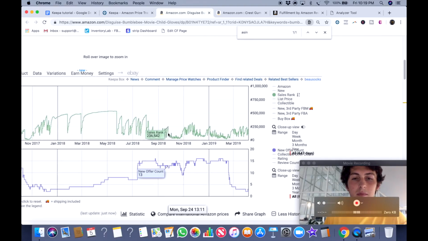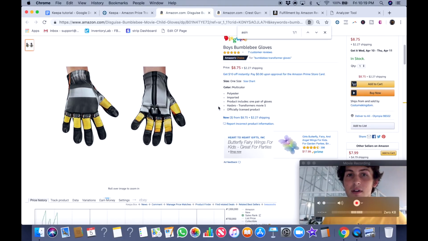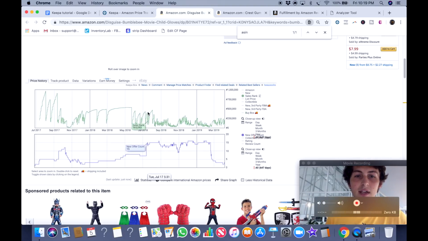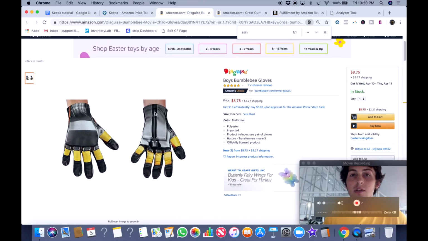So that's also something Keepa can tell you. If you're about to buy this product and it's September and you're getting a good price on it, maybe you're about to buy too much inventory because right now the sales rank is at 200,000, but realize it's about to be October. This thing's going to sell probably better. So that's something else also to look out for.